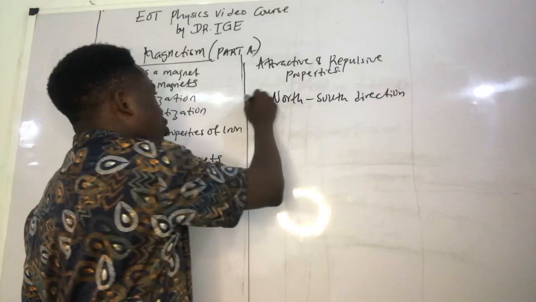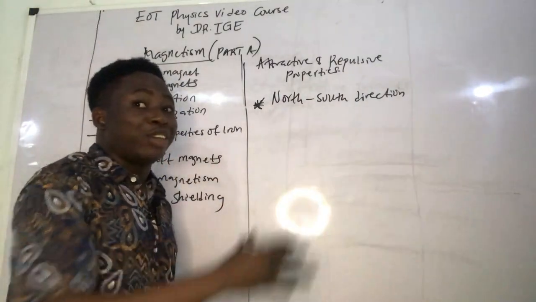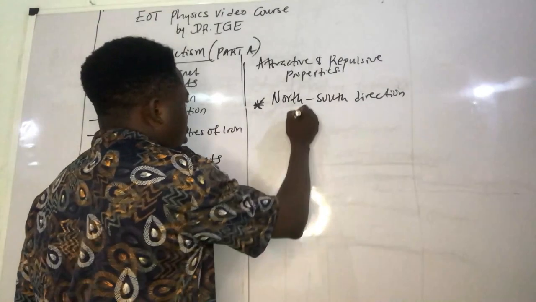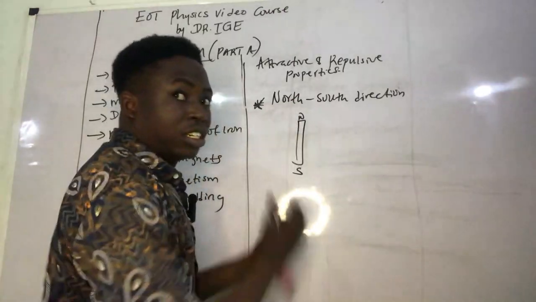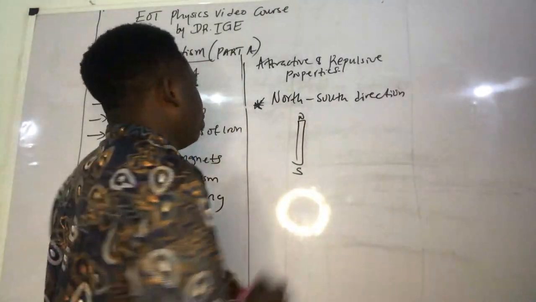Please, this is not primary school, so you should be taking note of what I'm saying. I don't have to write everything. So for example, let's say this is a bar magnet. They always settle like this. On a normal day, they settle in a north-south direction, okay?